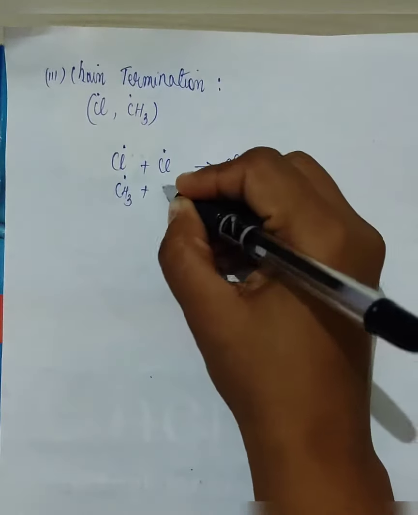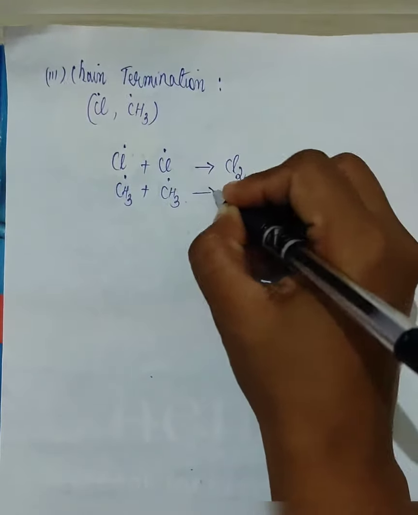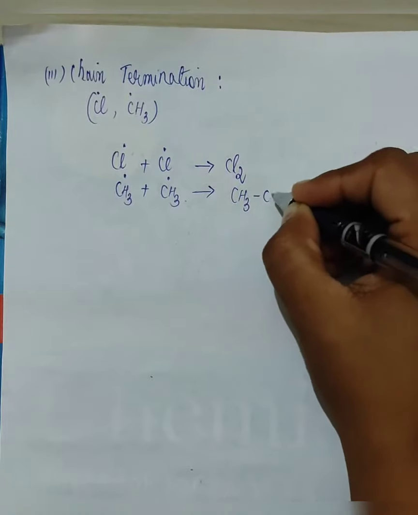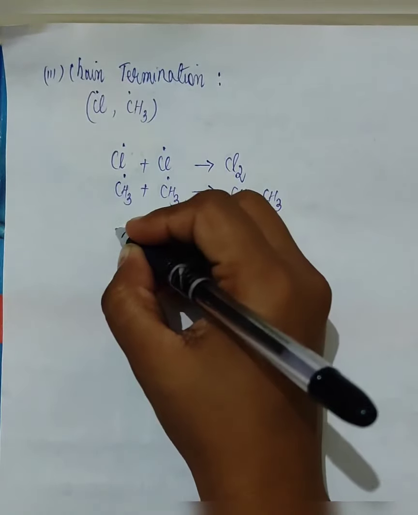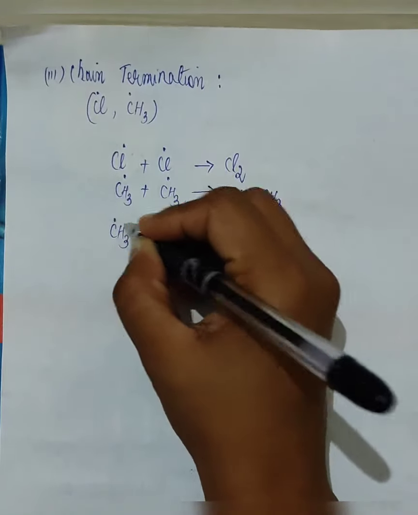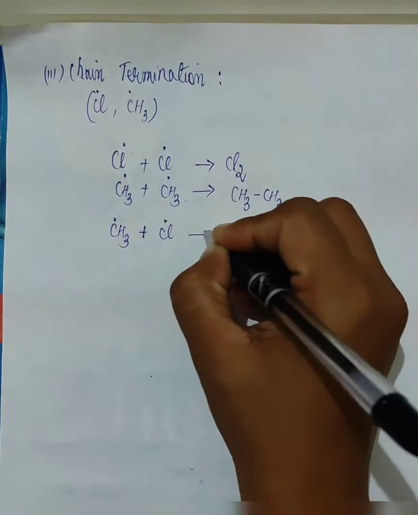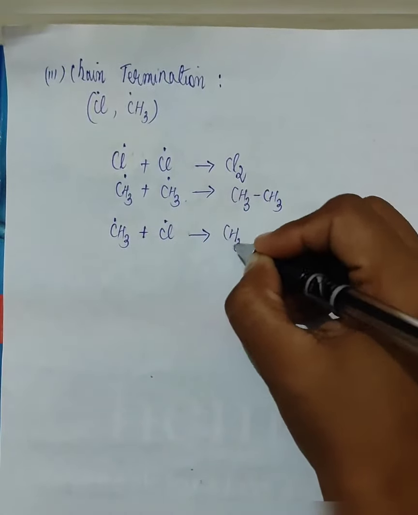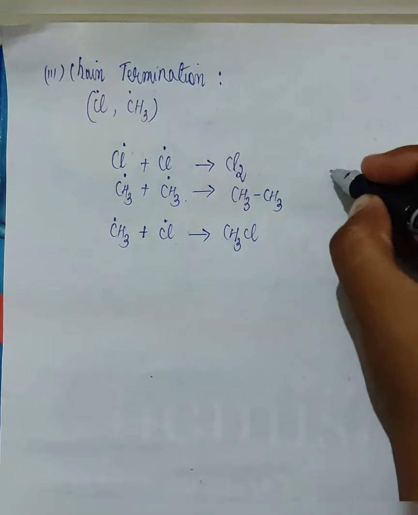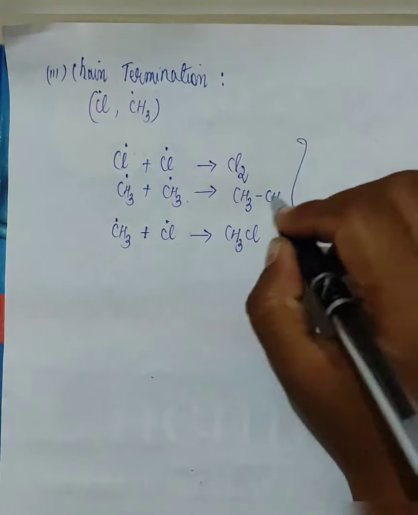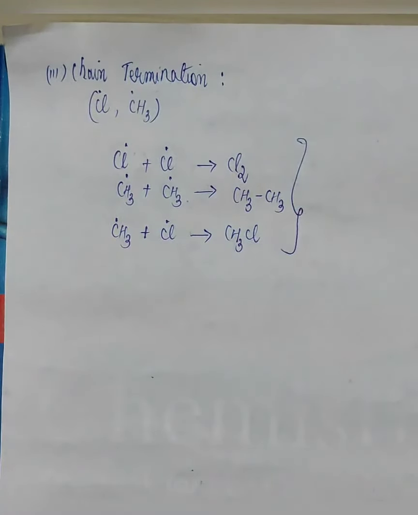CH3 radical will combine with CH3 radical, giving you CH3CH3. And the third possibility is that CH3 radical will combine with Cl radical, giving you CH3Cl. Now this is the end product of the reaction.